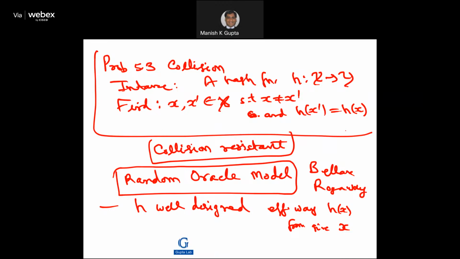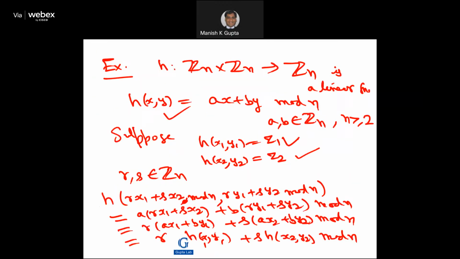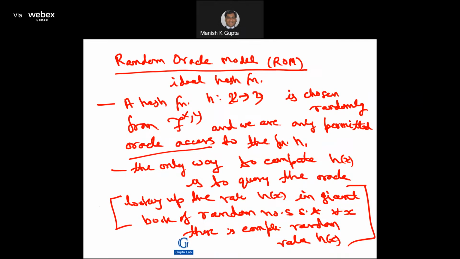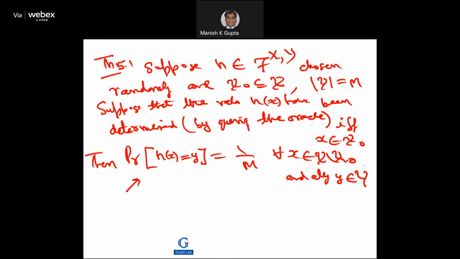Okay. Now, in order to analyze these three problems, we look at the random oracle model, in which we have oracle access. So a hash function h is chosen randomly from this whole collection, and we are only permitted oracle access to the function h. The only way to compute h(x) is to query the oracle. Okay, that is the oracle access of the hash function, and then we have this result, and using this result, actually we arrived at.